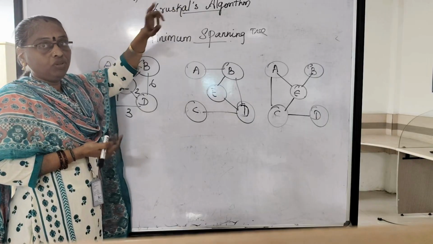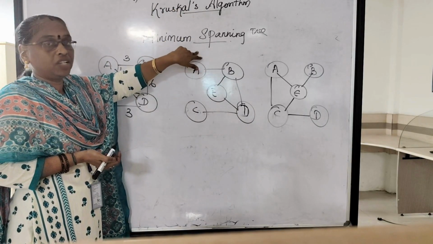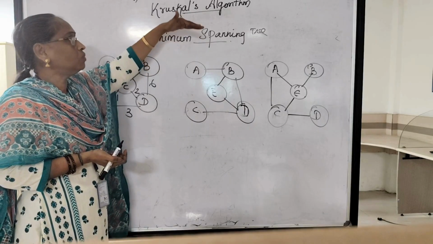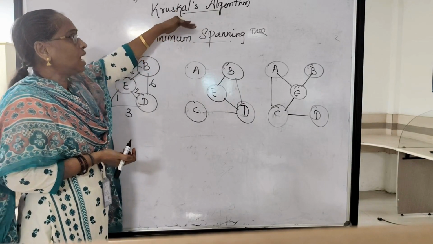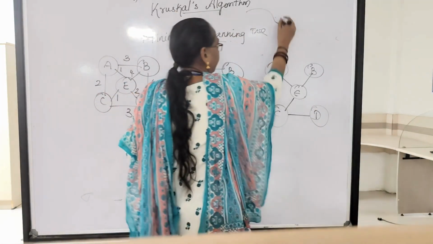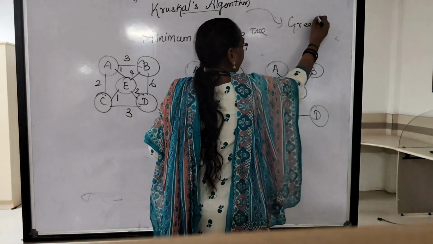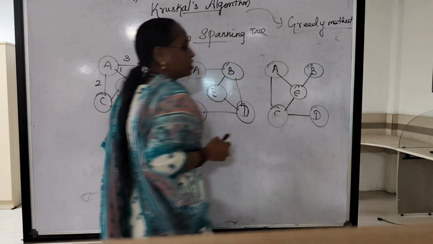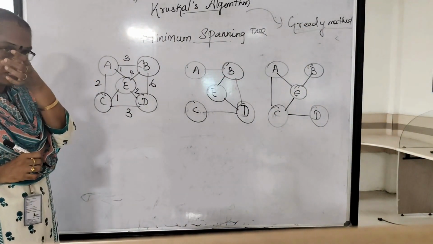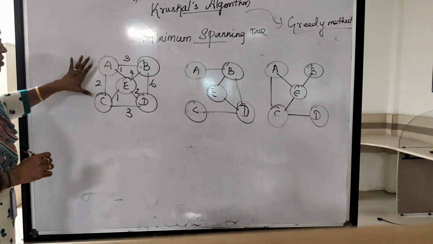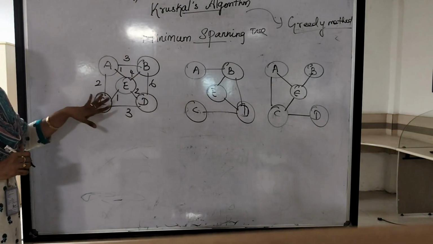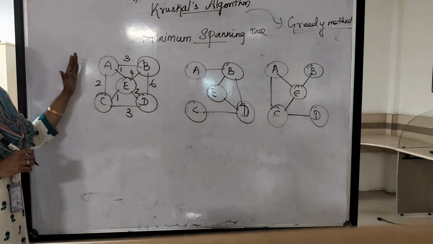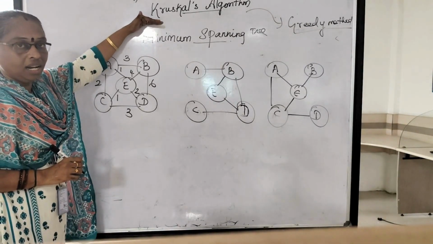We have two algorithms to solve the minimum spanning tree. One is called Prim's, the other one is Kruskal's. Kruskal's actually comes under the greedy method, so it considers the local optimal solution to find the minimum spanning tree. Let's take an example of the same graph. How can I find the minimum spanning tree for this particular graph using Kruskal's algorithm?